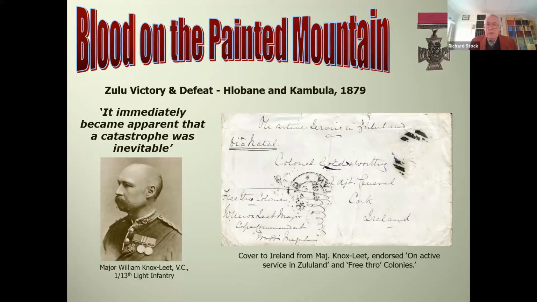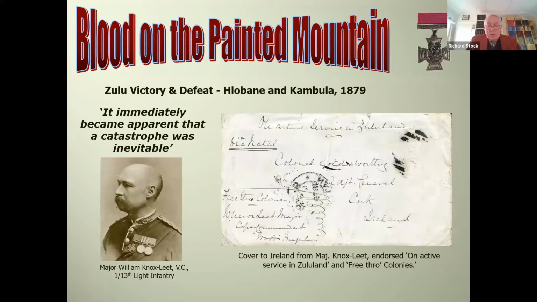the cover's a bit scruffy. But inside it was the letter that Knox-Leet wrote, asking Colonel Goldsworthy if he could promote his attempts to get the Victoria Cross. See what you can do on my behalf. There was a testimonial from Lieutenant Metcalfe Smith, whose life he saved, and his report on the Battle of Hlobane and the Battle of Kambula. Now, this is one of those postal history items where the inside story is the thing that tells everything. The cover is nothing.